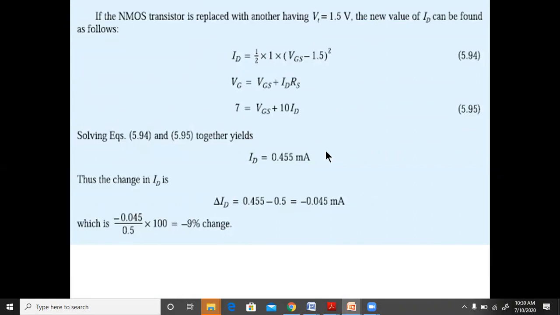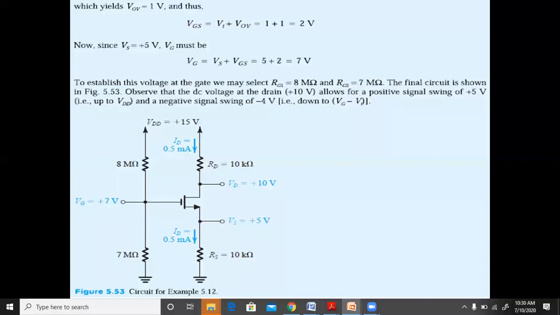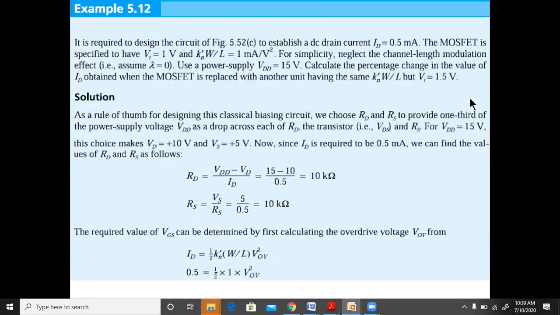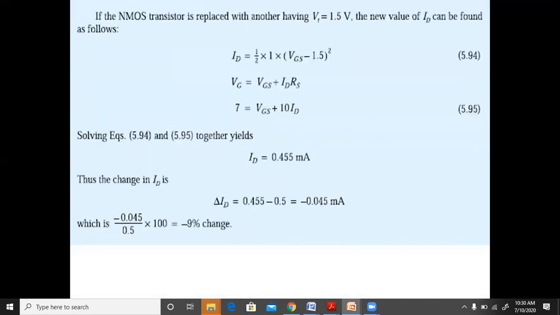Right. So now we have ID equal to 0.455 milliamperes. Earlier the value of ID given in the problem was 0.5 milliamperes. So there's a change in the ID. That change in ID is 0.455 minus 0.5, equal to minus 0.045 milliamperes. And that divided by 0.5 will give the percentage change, and that will be minus 9 percent.